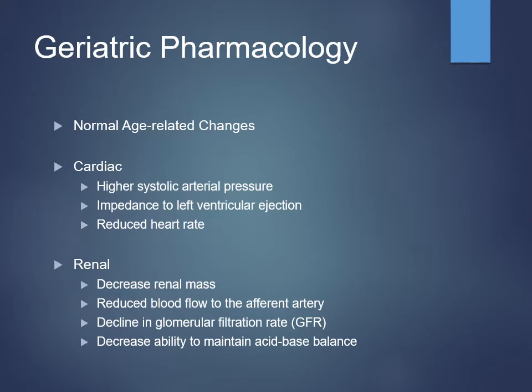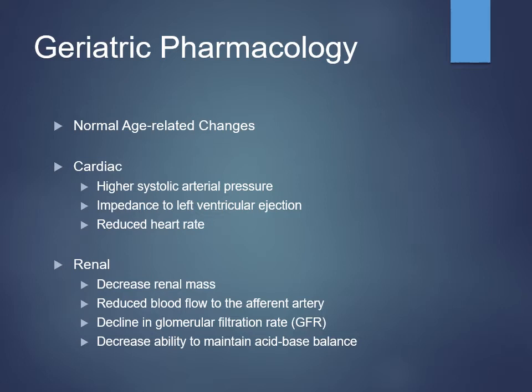Anyway, let's look at the physiologic changes occurring with these patients. Certainly on the cardiac side, you can see things like increased blood pressure. You're going to see impedance to the left ventricular ejection rate. That's where we see a lot of the genesis of CHF come about. Reduced heart rate is associated with that.